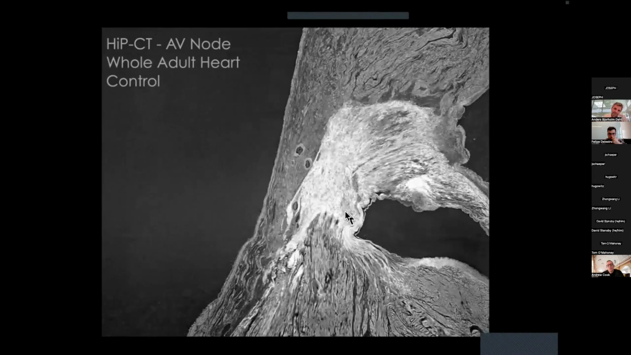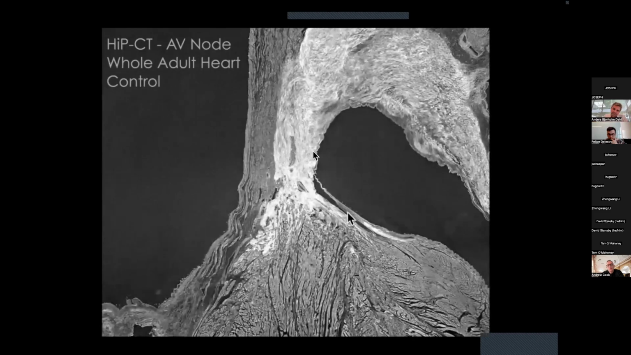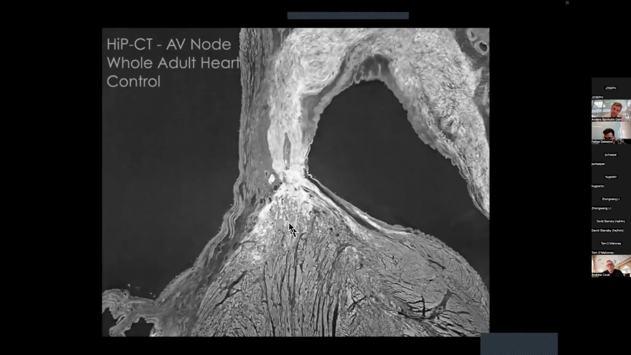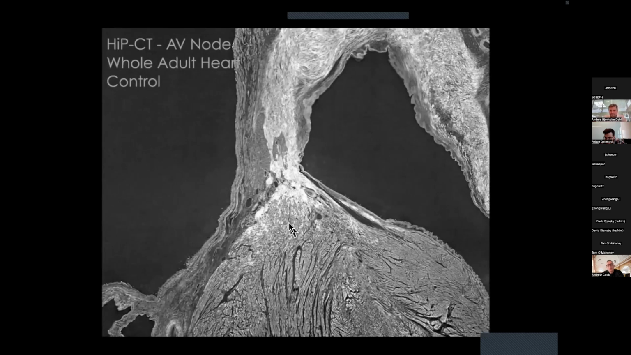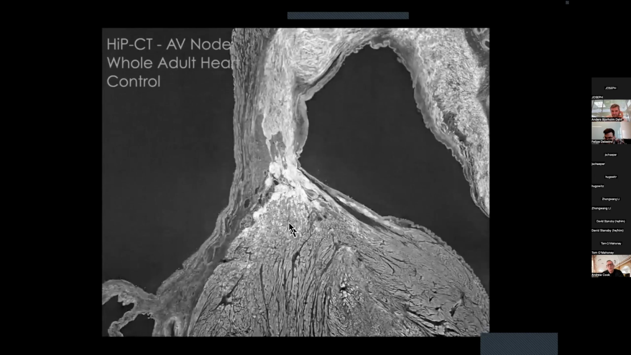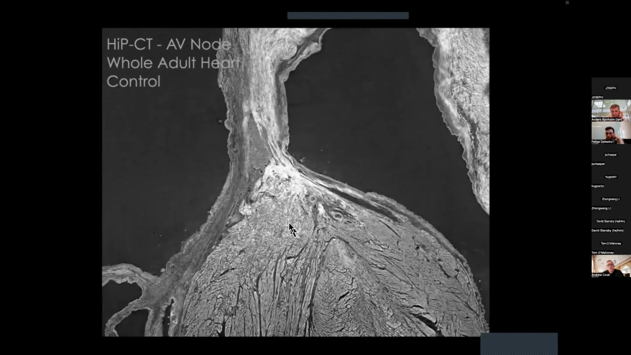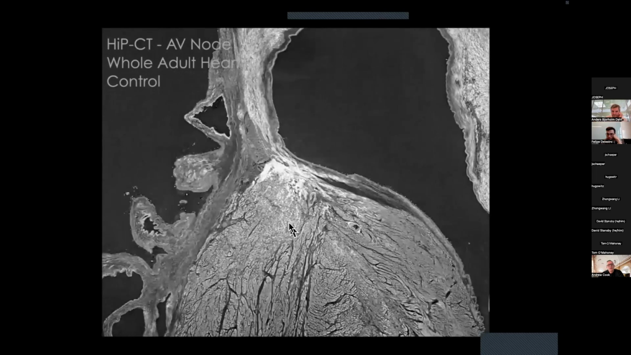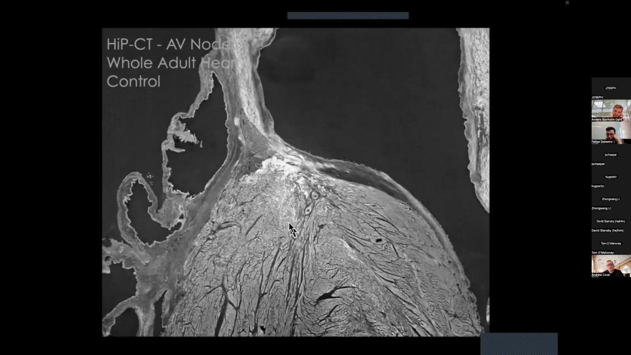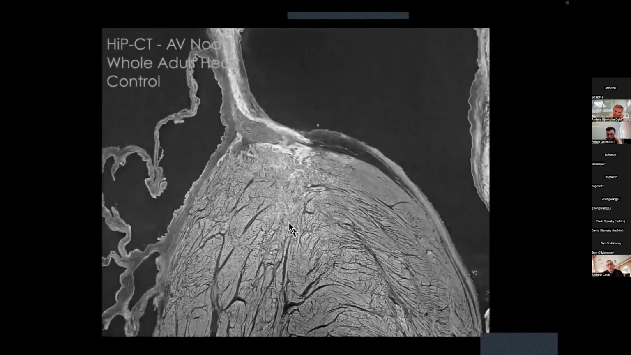So just scroll through this again. You'll see there are vessels running through the fibrous tissue, which is new information. I've not been able to see that before, so I'm just scrolling through as fast as I can here, but we will get to the bundle branches hopefully in a minute.